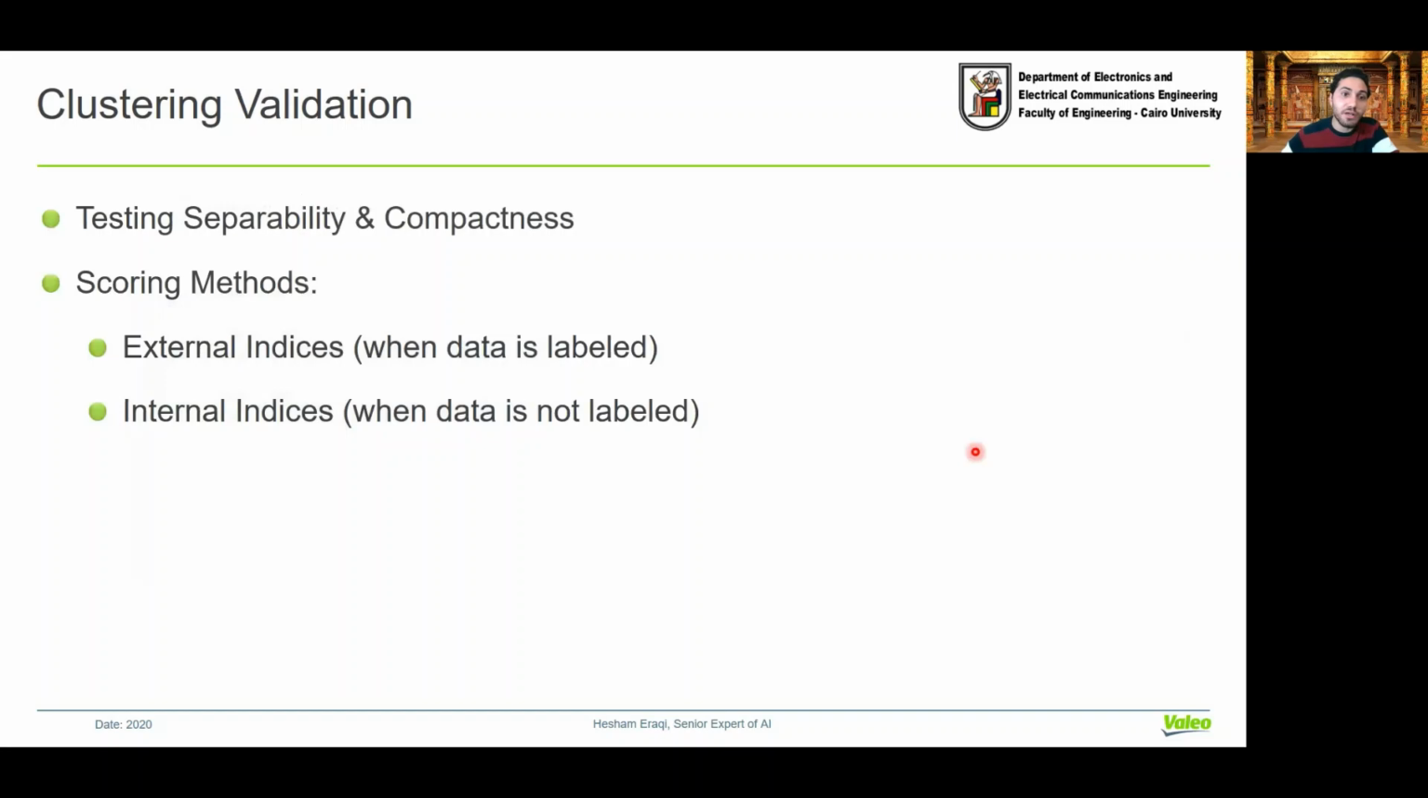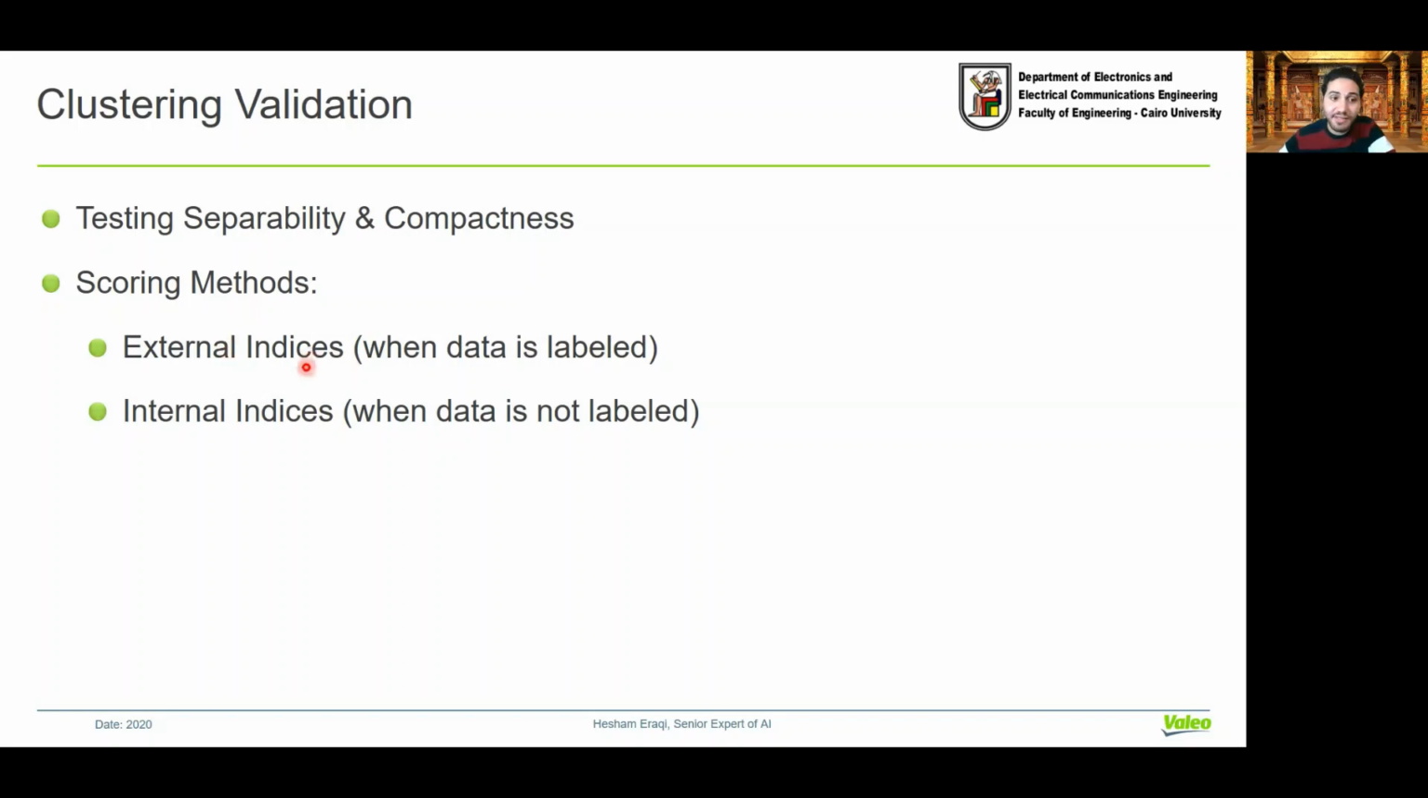This is why we are going to discuss the clustering validation methods, and we want to create some methods that give us some numbers that tell us how much the clustering algorithm is separating the data. This is the first criterion: how much it separates the data coming from different clusters, and how much it is not separating the data of the same cluster, how much each cluster is kept compact. So we need to test separability of the different clusters and compactness of the data points coming from the same cluster.